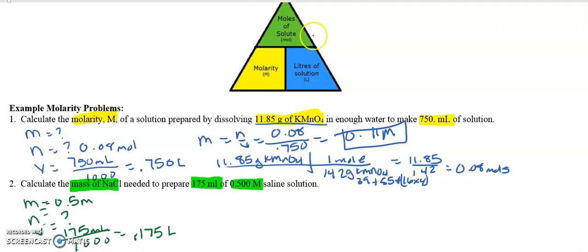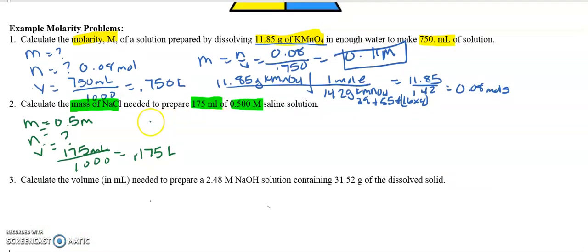So if I want to know moles, I cover up n. This right here is n, this is V, this is M. I cover this up, I get M times V. So n equals M times V. So 0.5 times 0.175, and you get an answer of 0.088 moles.